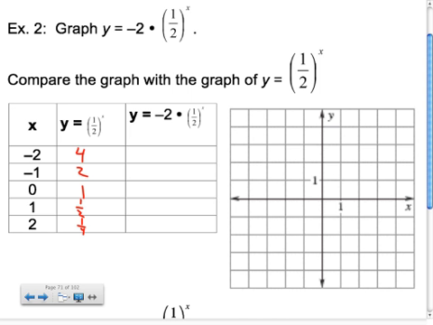Now we throw this -2 way out in front. So in other words, all I have to do now is take all of these values and multiply them by -2 to figure out what goes in that next column. So 4 times -2 is -8. 2 times -2 is -4. 1 times -2 is -2.